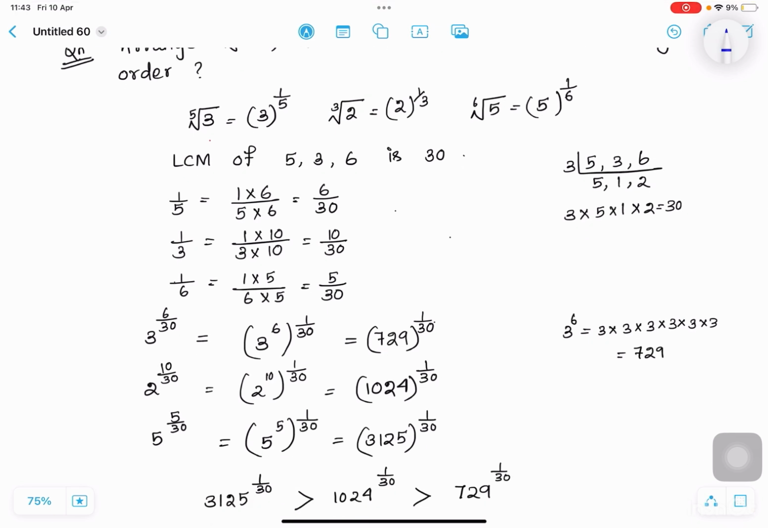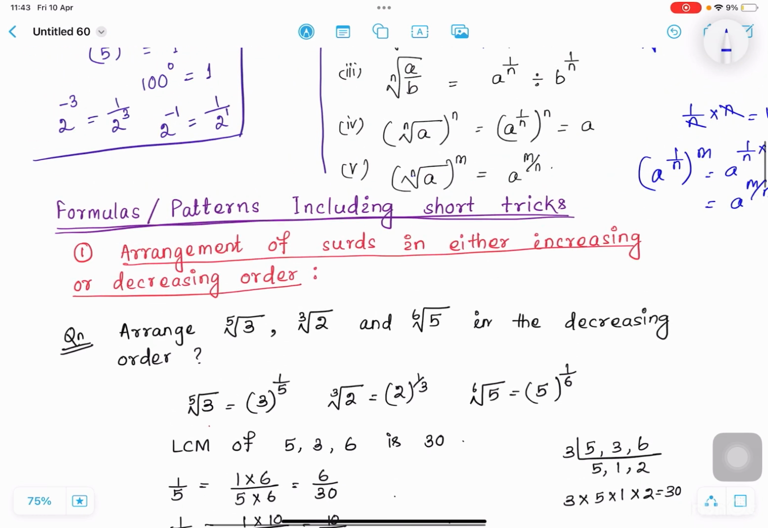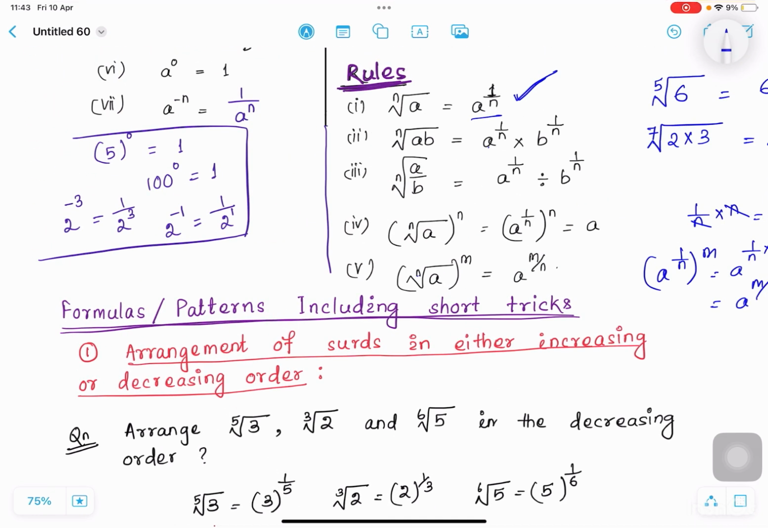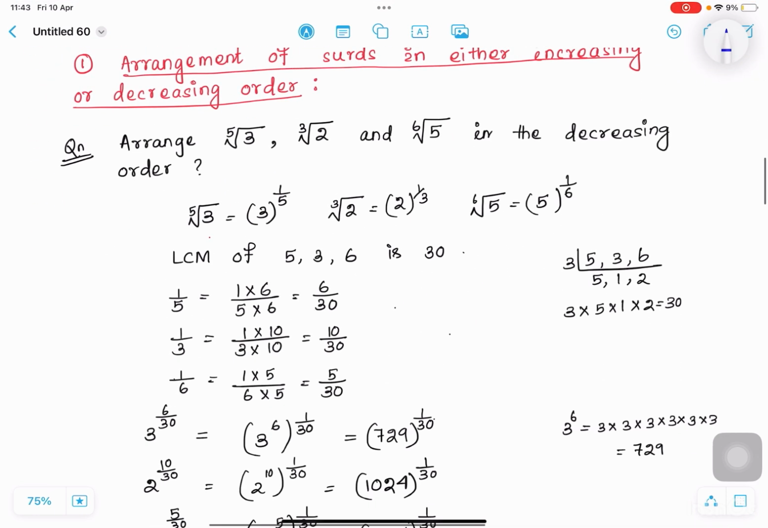The 5th root of 3, we can write as 3 to the power 1 by n from this formula: the nth root of a equals a to the power 1 by n. So I can write 3 to the power 1 by 5. This one I can write 2 to the power 1 by 3, and 5 to the power 1 by 6. Then the LCM of 5, 3, 6. Here I have calculated 3, 5, 1, 2. So 3 into 5, 15, into 1, 15, into 2, 30.